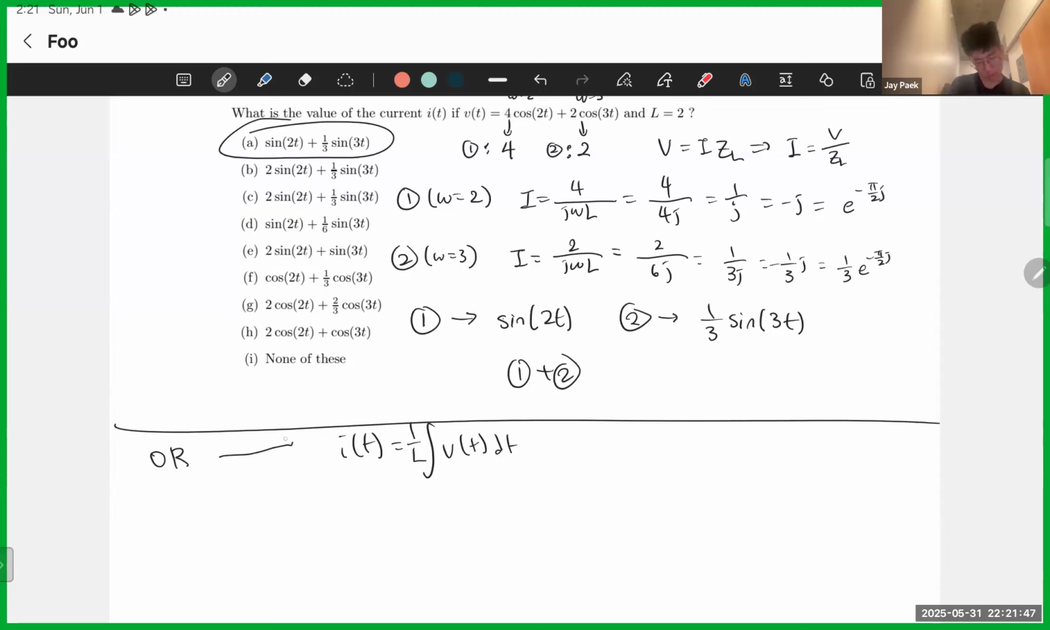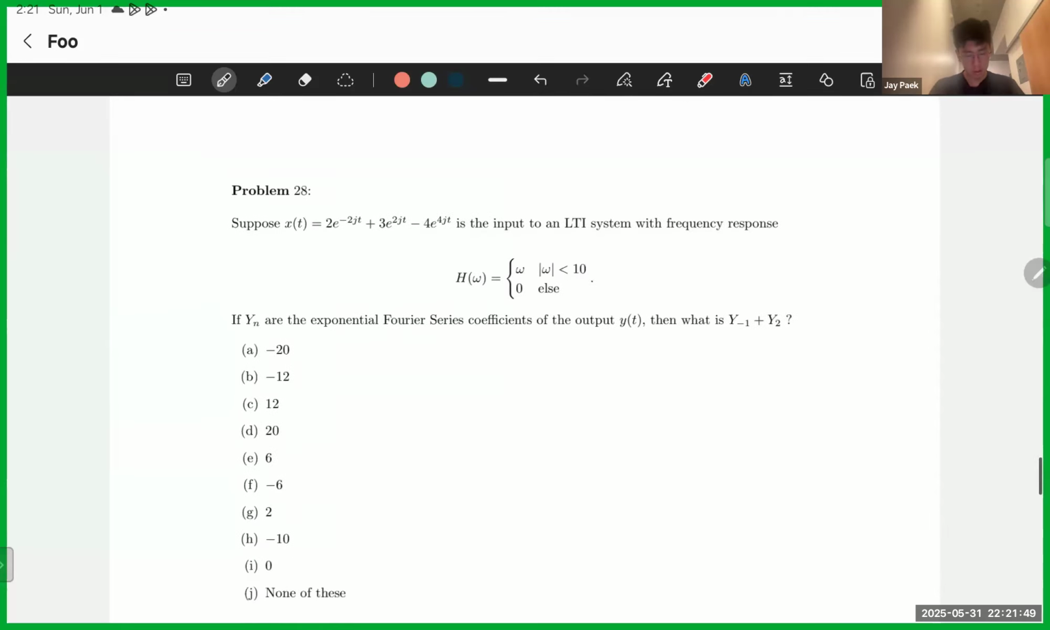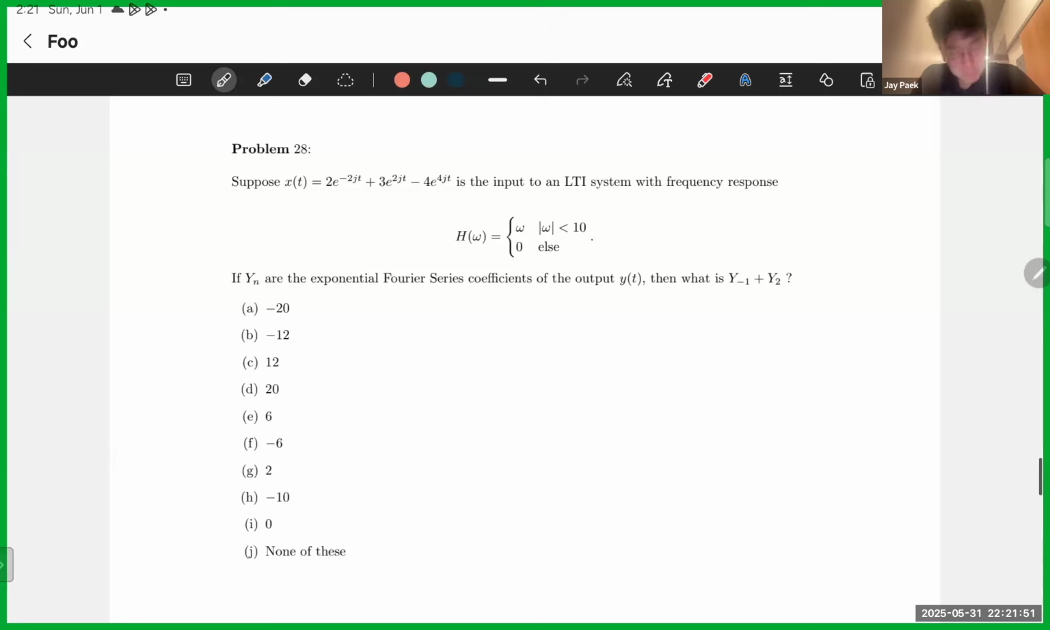Or do that. 28. We have a sum of complex exponentials, which should be now a signal to your brain saying like, oh, either it's an eigenfunction property or we're going to use that as delta functions. One or the other. And it's input to an LTI system with the following frequency response of that. Oh, what? Okay, it's exponential Fourier series.